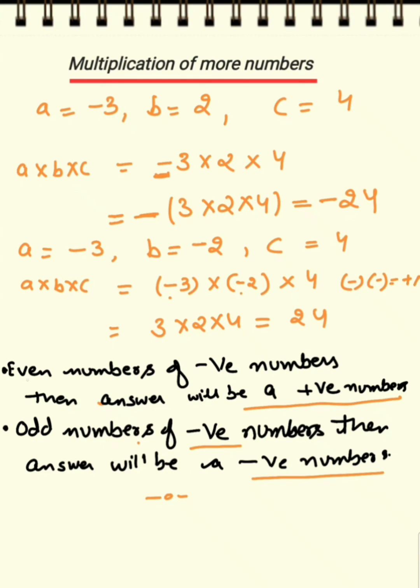Always remember two things during multiplication. If we have an even number of negative numbers, then the answer will be a positive number, and if we have an odd number of negative numbers, then the answer will be a negative number. Always remember these things.